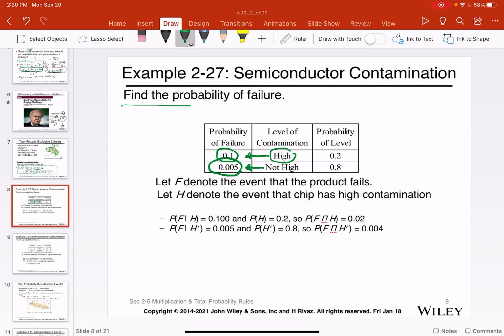The question is asking, what's the probability of failure? I don't care whether I have high contamination or low contamination. In general, tell me what's the probability of failure. So we are going to answer it exactly like the previous slide. I either have high contamination or I don't have high contamination.